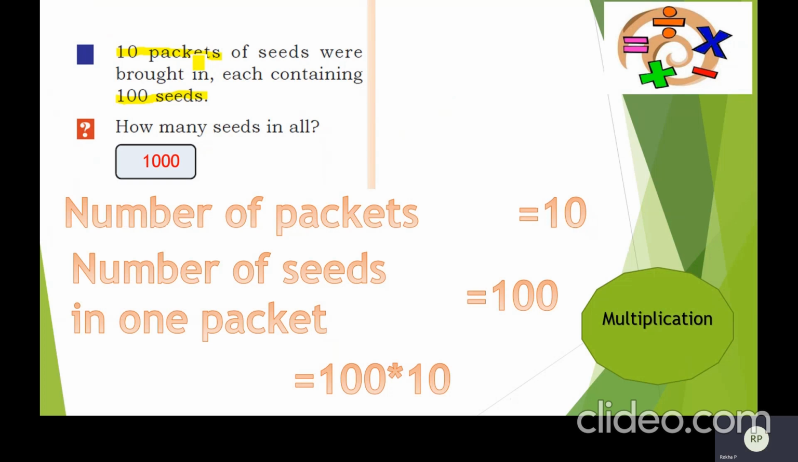From the question, the number of packets was given and the number of seeds in one packet is given. So you are asked to find out the total number of seeds. So you have to multiply. We multiplied and we found out the total number of seeds.